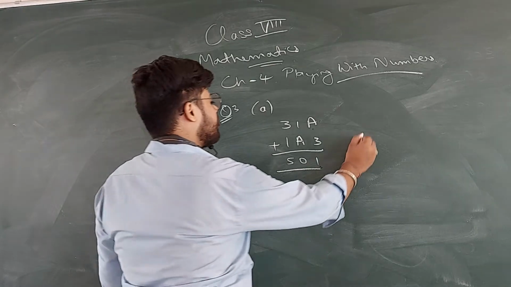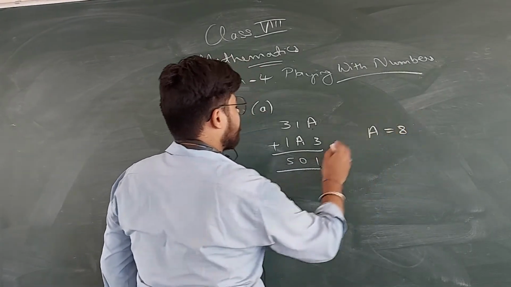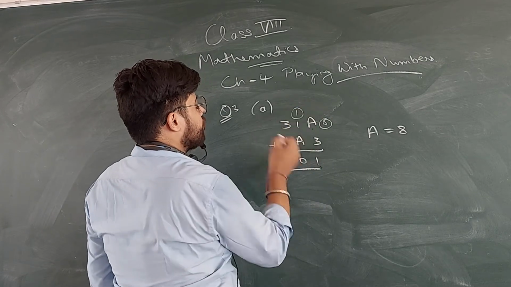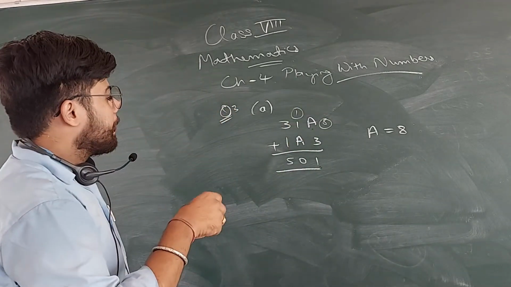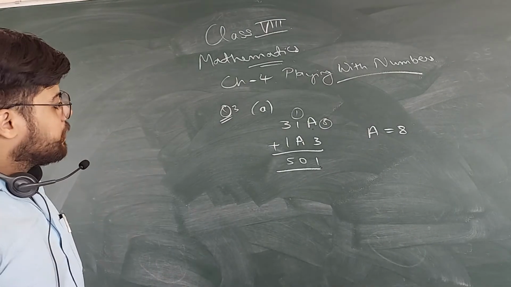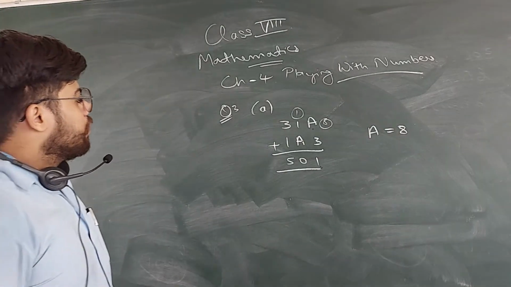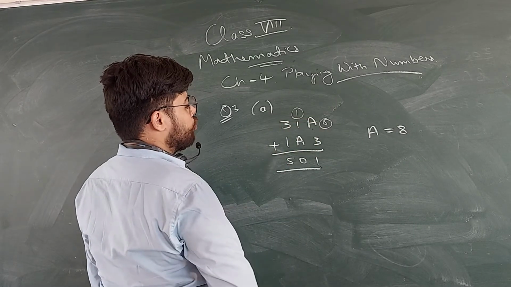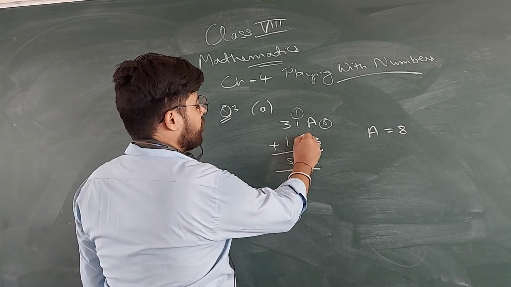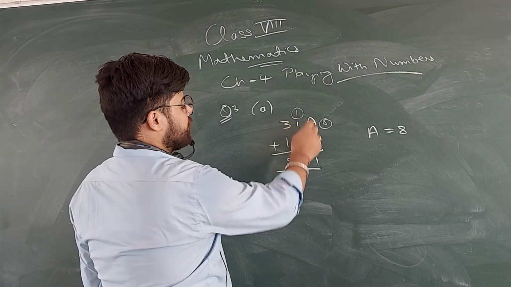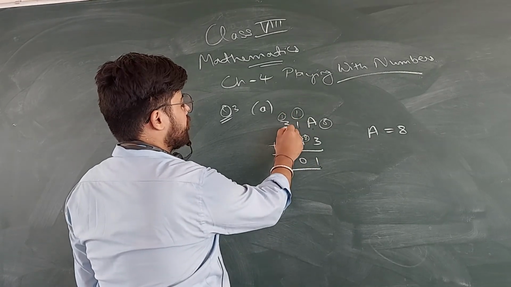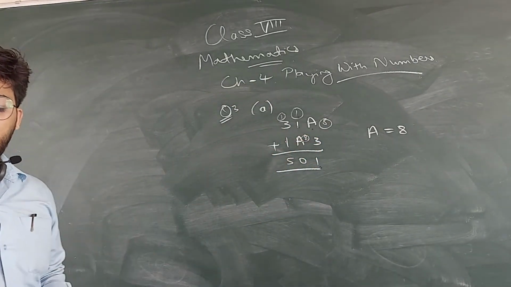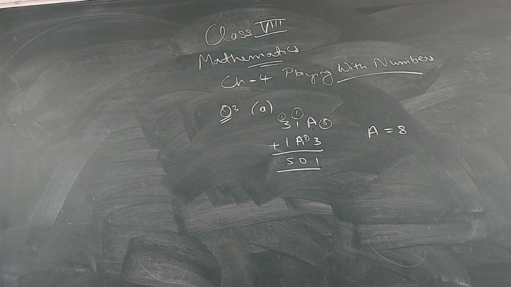So let us check with A. If the value of A is 8, then 8 plus 3 is 11, and 1 will be carried. Then 1 and 1 is 2, and here A value is 8: 8, 9, 10. So 0, and again 1 will be carried. 3, 1 is 4, and 1 more is 5. So the answer is 8 only. This is the value of A here.